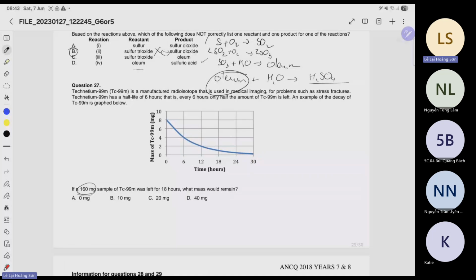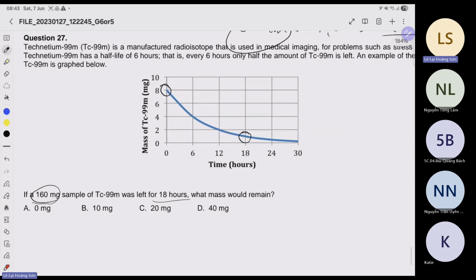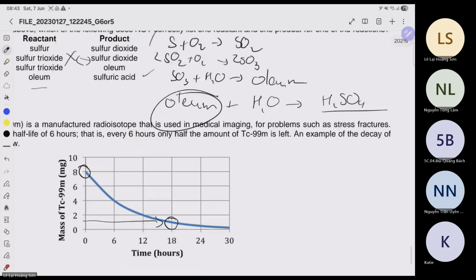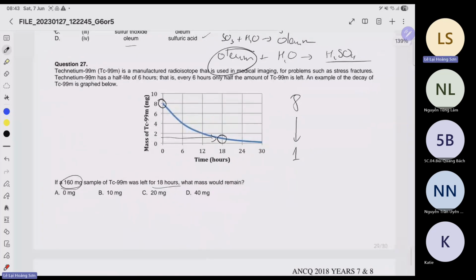All right, so take a look at the diagram here. After 18 hours, you probably have just one milligram from 8 milligrams of technetium. So from 8 to 1. So if you have 160, you divide by 8. You probably have 20 milligrams of technetium left.